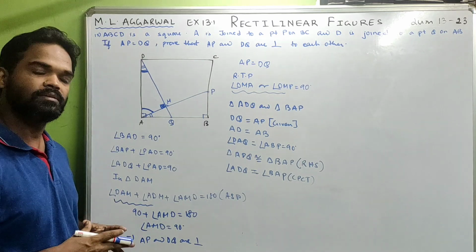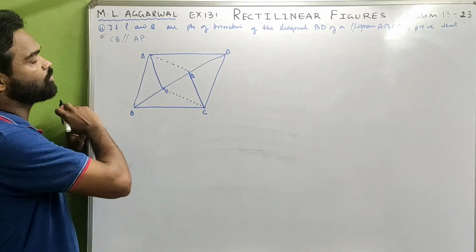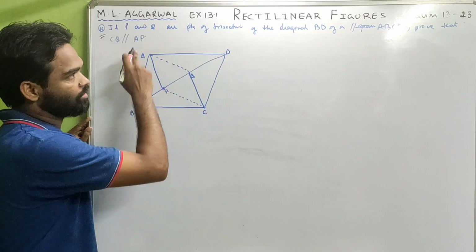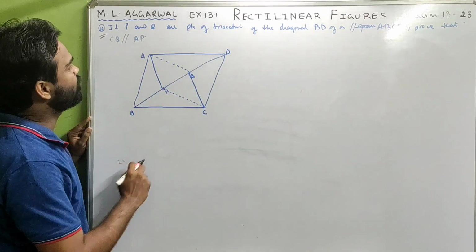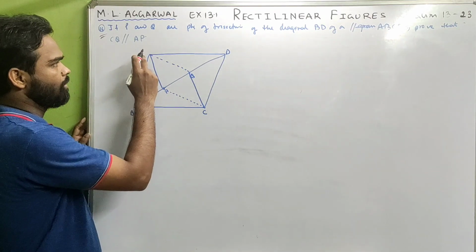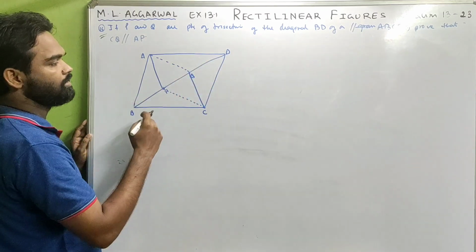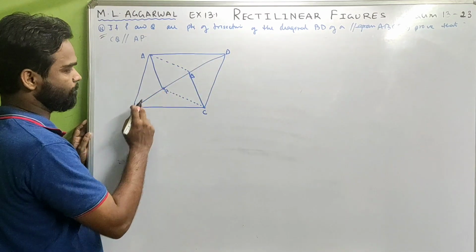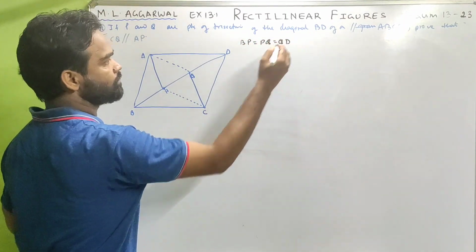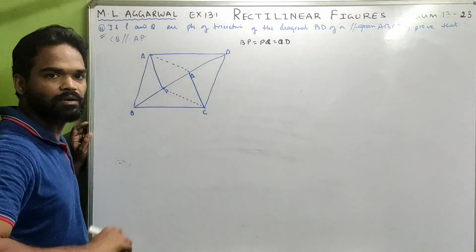Now let us look at the next sum. Now look at this sum. Sum number 16. If P and Q are points of trisection of the diagonal BD of a parallelogram ABCD, prove that CQ is parallel to AP. I've drawn the diagram. See, I've taken a parallelogram ABCD and the diagonal BD is trisected by the points P and Q, which means BP is equal to PQ equals QD. Okay, we need to prove that CQ and AP are parallel to each other.